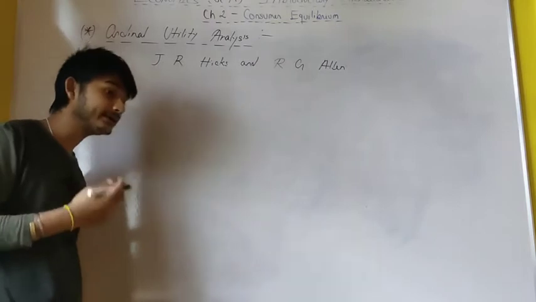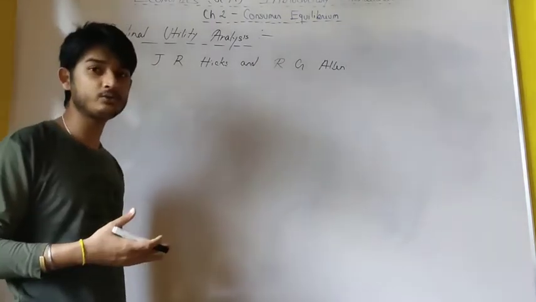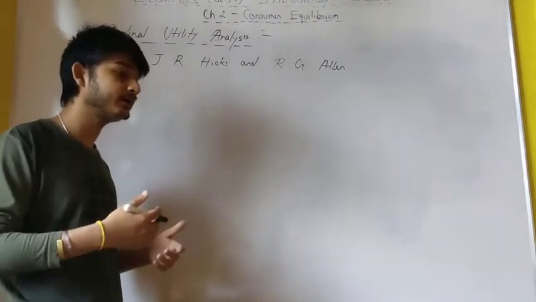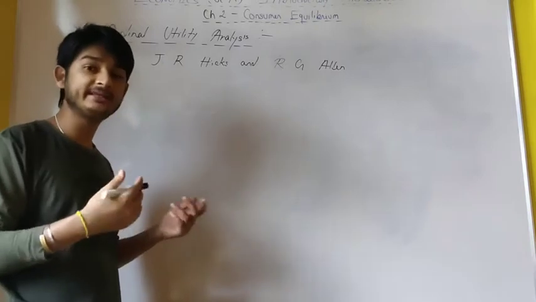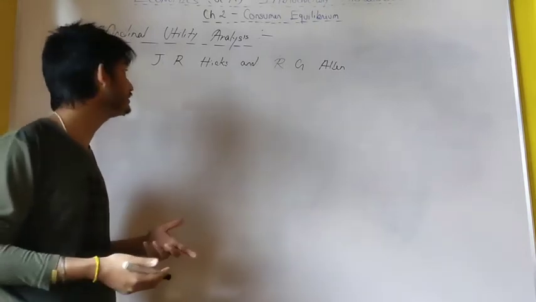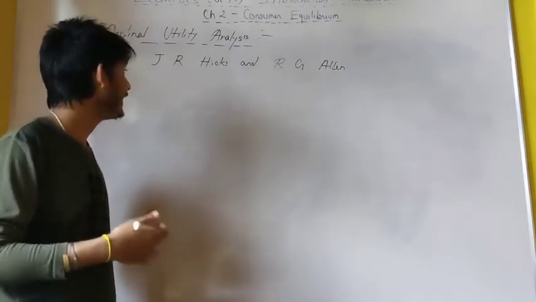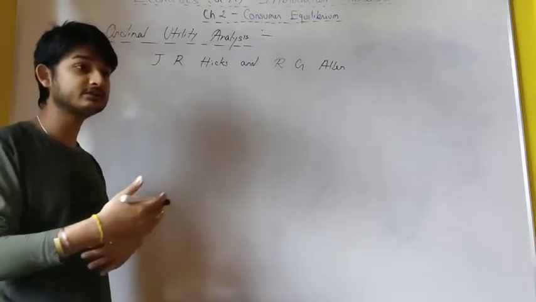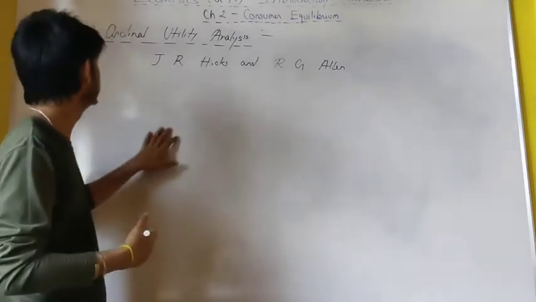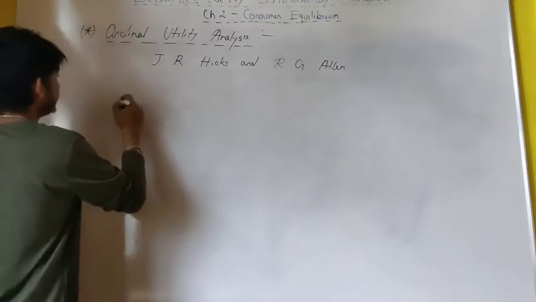So what a consumer can best do is, instead of specifying the utility in numerical terms, express it in some ranking order. So let me write it.